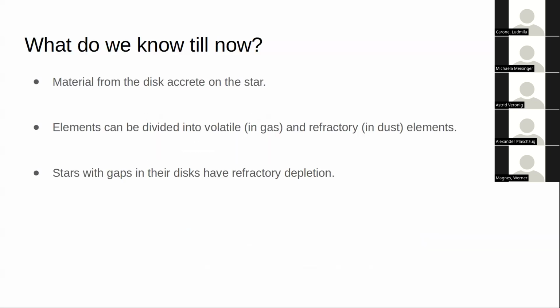Okay, so just to summarize what I have talked about till now: the material from the disk accretes on the star. We know that now. We also divided our elements into two groups, volatile and refractory. Elements which are mostly in gas, carbon and oxygen, are volatile. Iron, magnesium, silicon are mostly refractory. And on average, stars with gaps show refractory depletion.